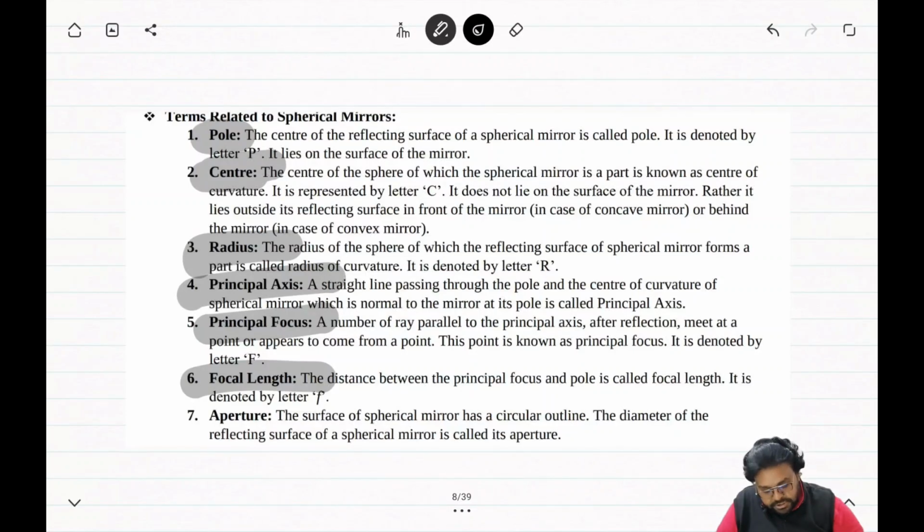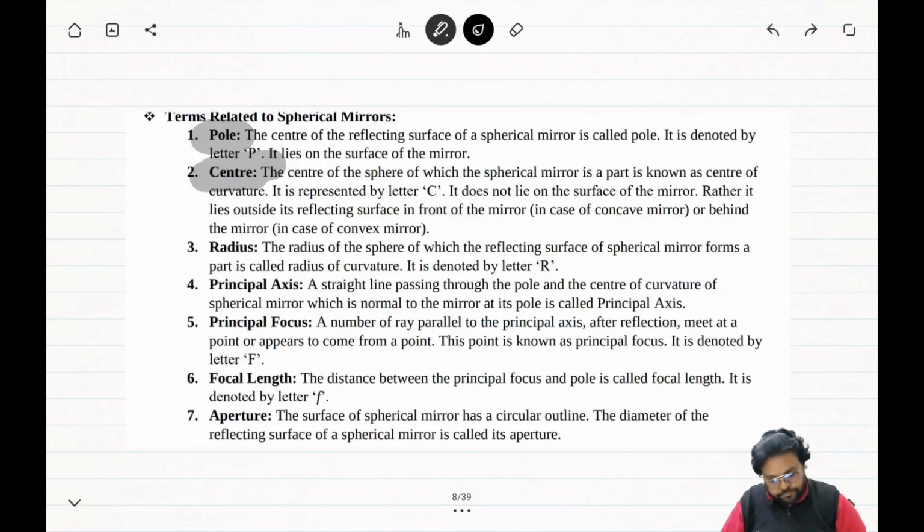And one more thing, there is an aperture. The openness or closeness, this diametrical distance, this openness or closeness is the aperture.